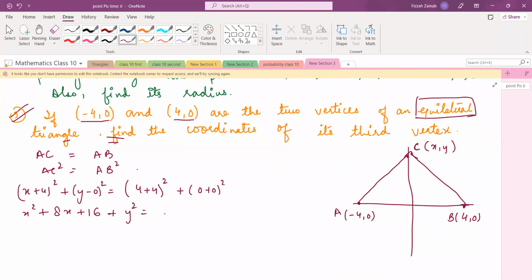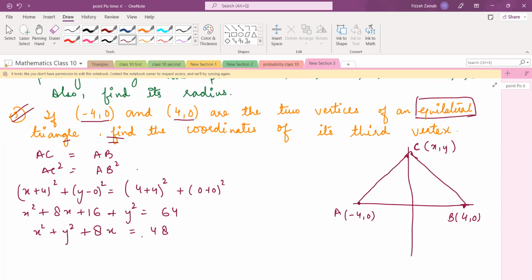This gives 4 plus 4, 8. 8 square is 64. So you get x square plus y square plus 8x is equal to 64 minus 16. How much is this? 14 minus 6 will be 8, then 5 minus 1, 4, so 48. So it's not a linear equation. I think you cannot do anything here, right?